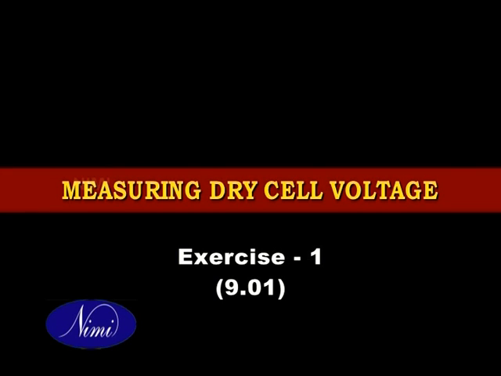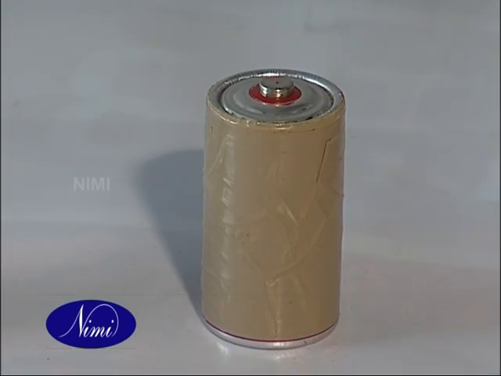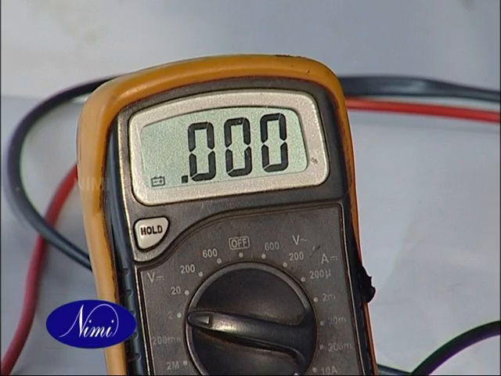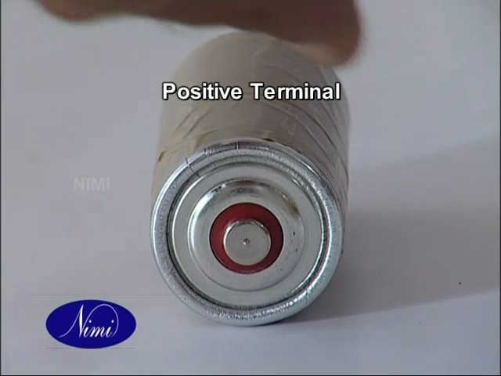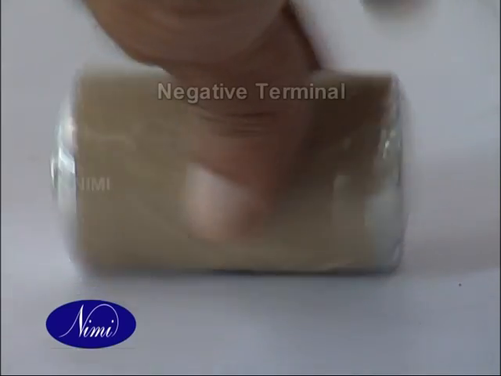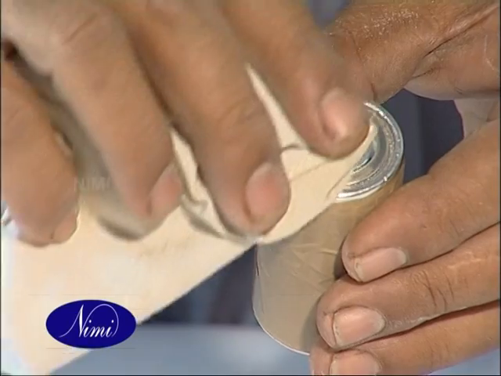Measuring dry cell voltage. Measure the DC dry cell or battery pack voltage ranging from 1.5 volts to 9 volts using a voltmeter or multimeter. Take any of the cells from the given lot. Identify the positive and negative terminals of the cell. Clean its terminals using cloth or paper.